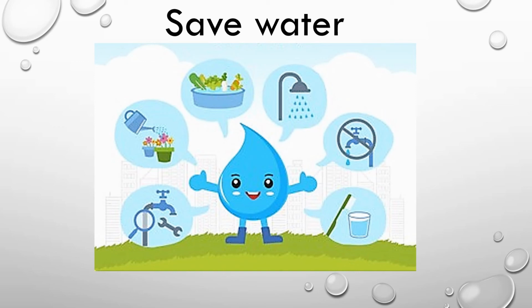Now student, there should be no leakage in the toilet and bathroom. If there is any, you have to tell your parents to fix it immediately to save water. Then turn off the tap while washing utensils. So like this student, you can save water in your day-to-day life. Have you understood, student?